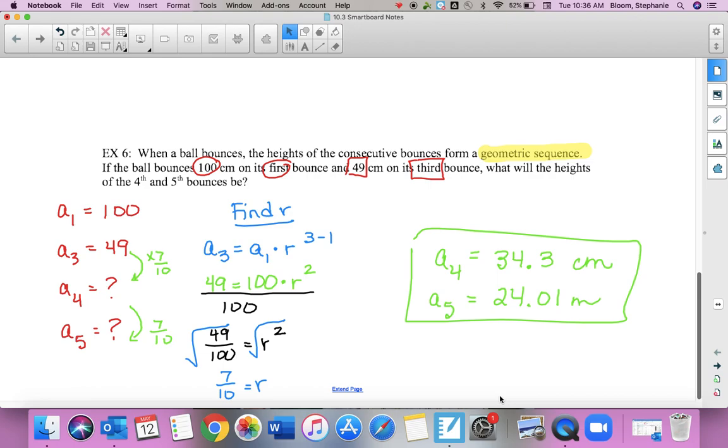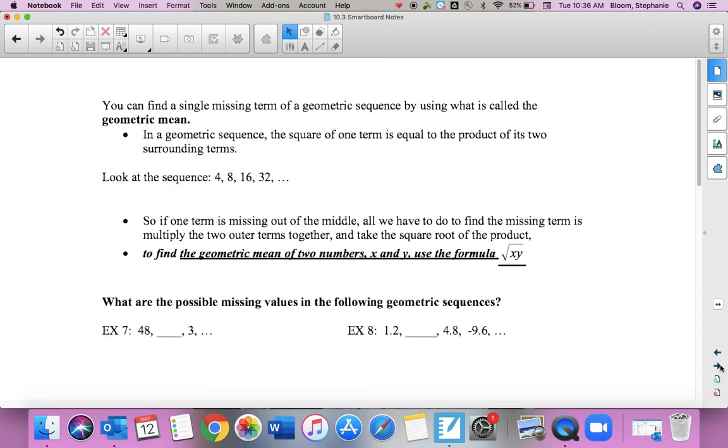Now, on this next page we talked about an arithmetic mean, and this time we're going to look at a geometric mean. You can find a single missing term by doing the geometric mean. In a geometric sequence, the square of one term is equal to the product of its two surrounding terms. Essentially, to find the geometric mean of two numbers, you do the square root of x times y.